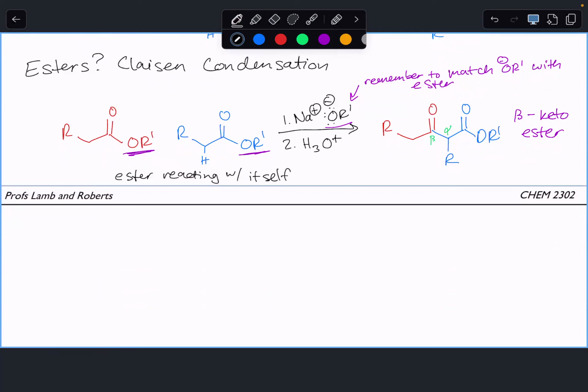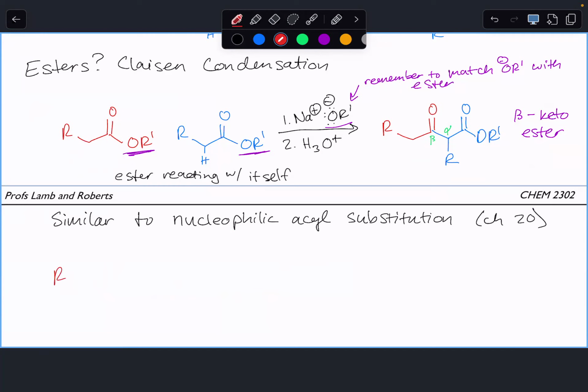In addition to comparing it to the aldol reaction, I also want to compare it to nucleophilic acyl substitution. So this was all of chapter 20, all of those carboxylic acid derivative reactions. If you recall from chapter 20, we had our carboxylic acid derivative. In this case, it's going to be an ester, but generically, we had this carboxylic acid derivative plus a nucleophile, often in the presence of a base. And the overall reaction is to replace the X group with the nucleophile, right? And we formed this nucleophile acyl bond.